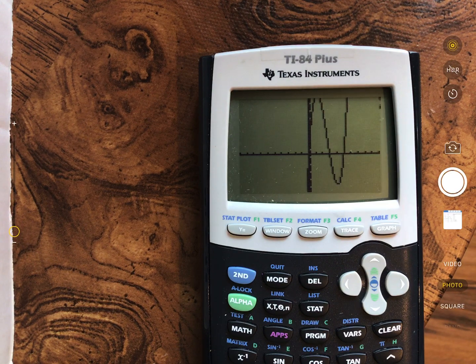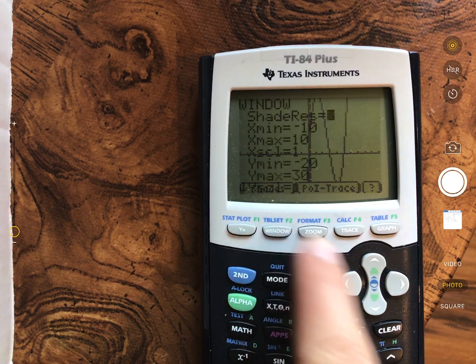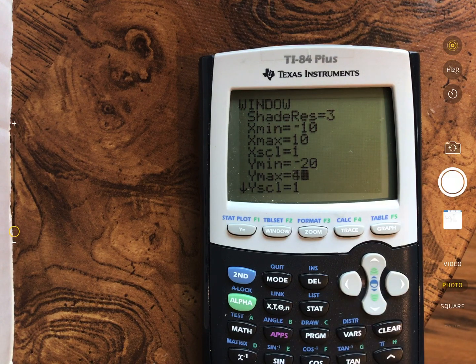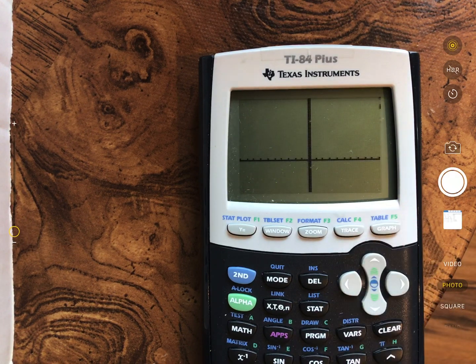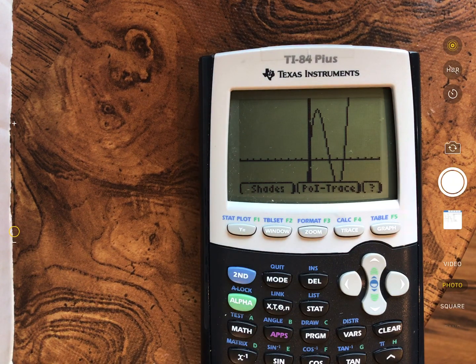Oh, I'm super close. I'm going to try again. I'm going to go back just to be safe. I'm going to go up to 40. And now I can see my entire function. So that is my first goal, is to be able to see that full polynomial function.